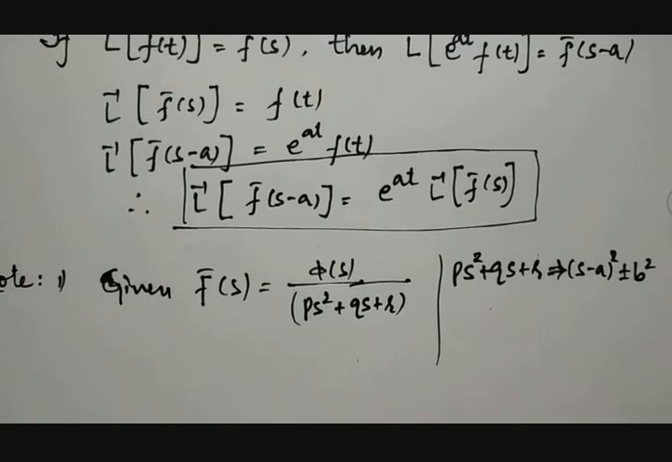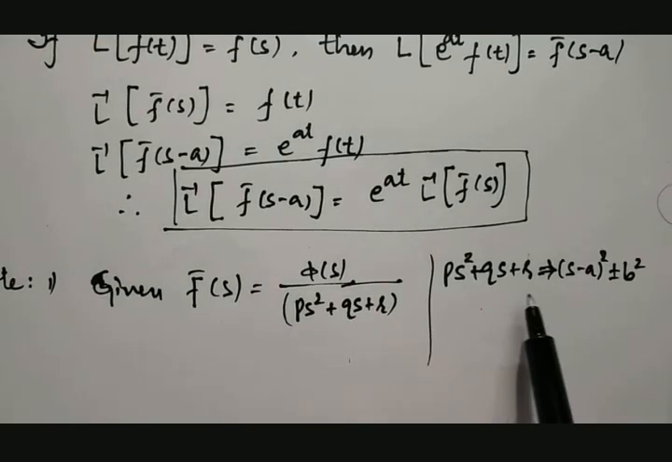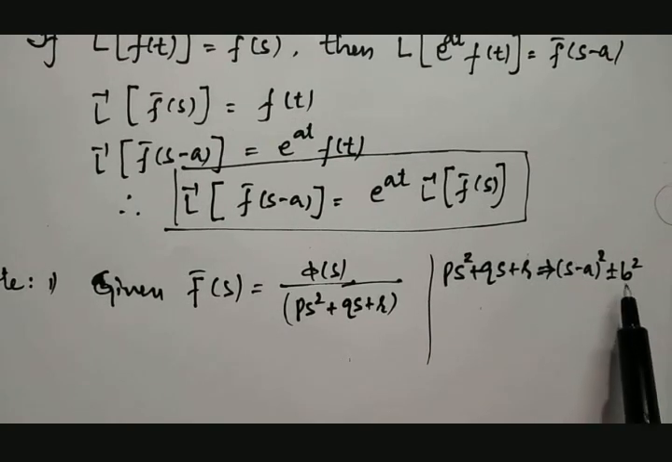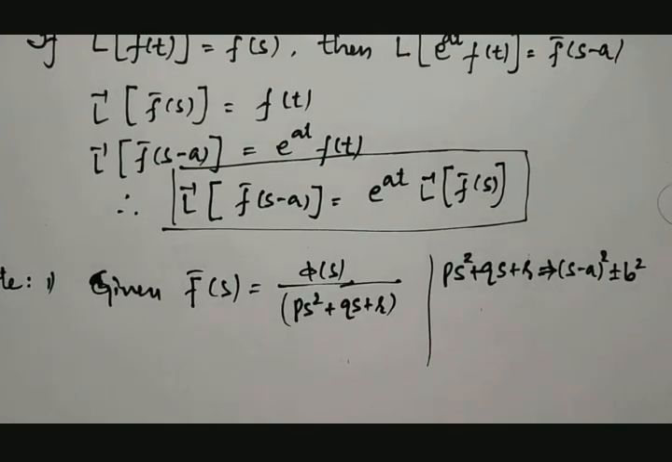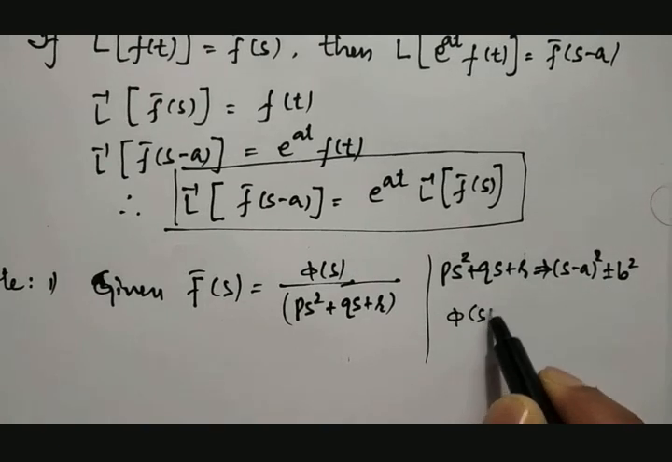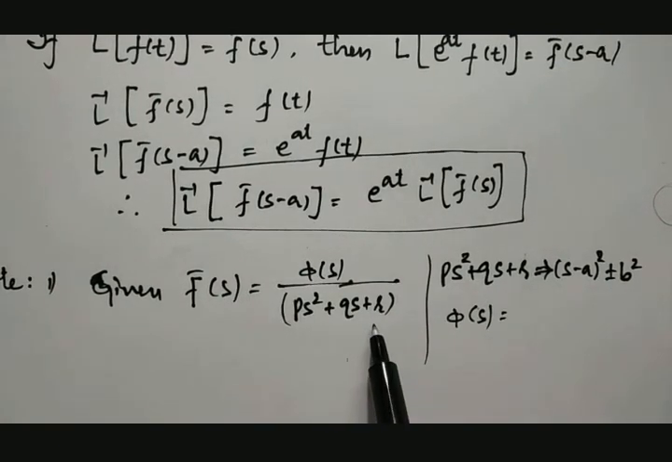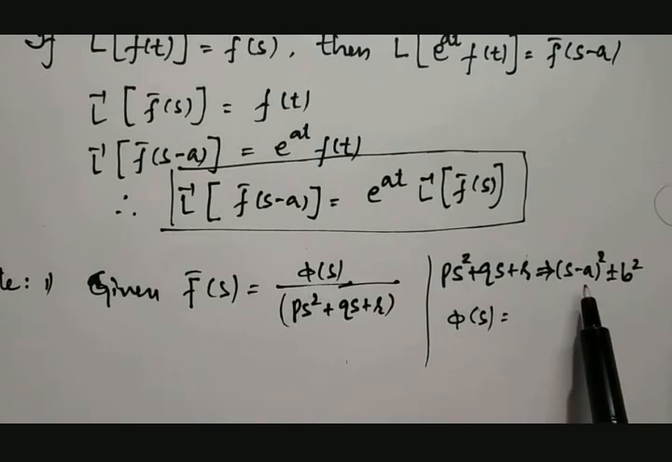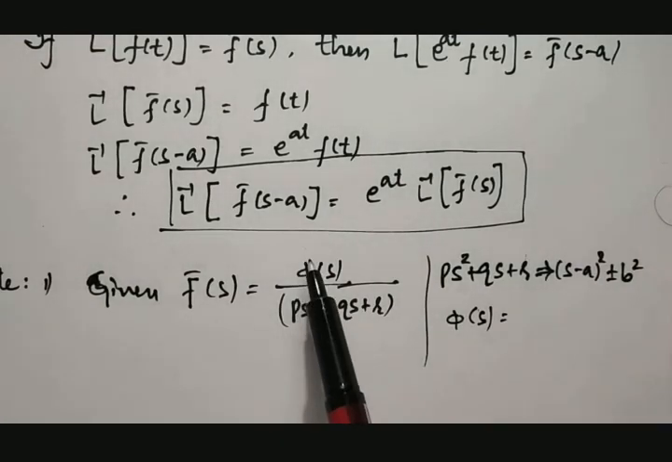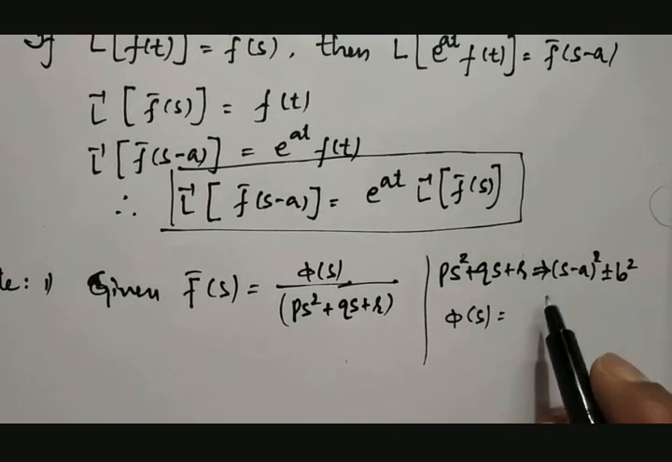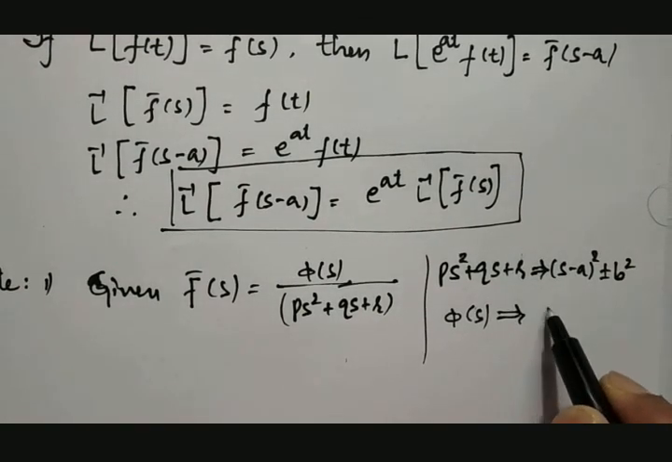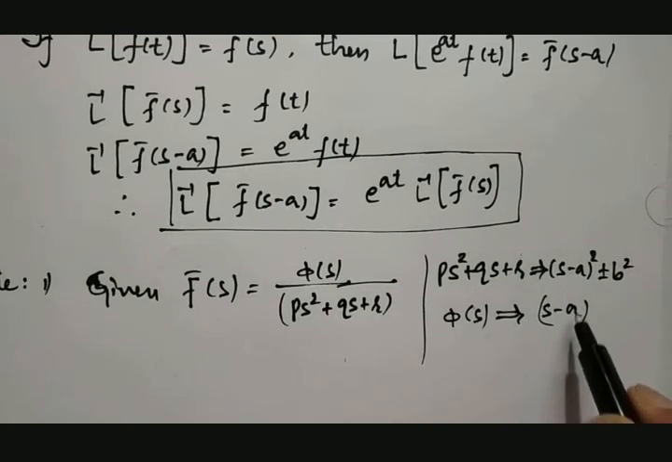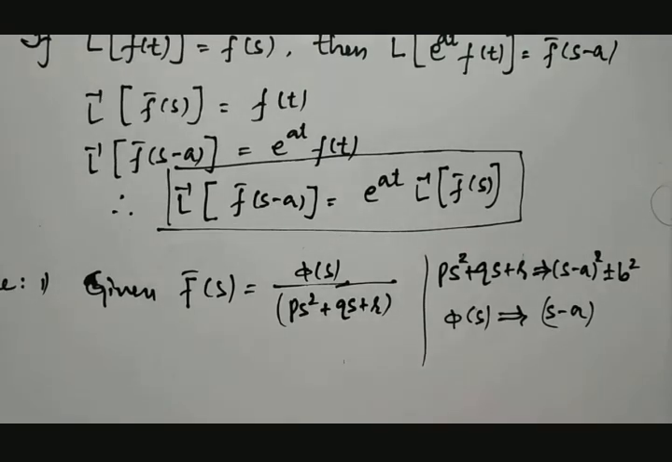So this quadratic expression in the denominator will be written in this format: s minus a the whole square plus or minus b square. Where the numerator is concerned, which is nothing but phi of s, this phi of s will be reduced to the s minus a pattern. That means we can see in both numerator and denominator a similar term, that is s minus a.